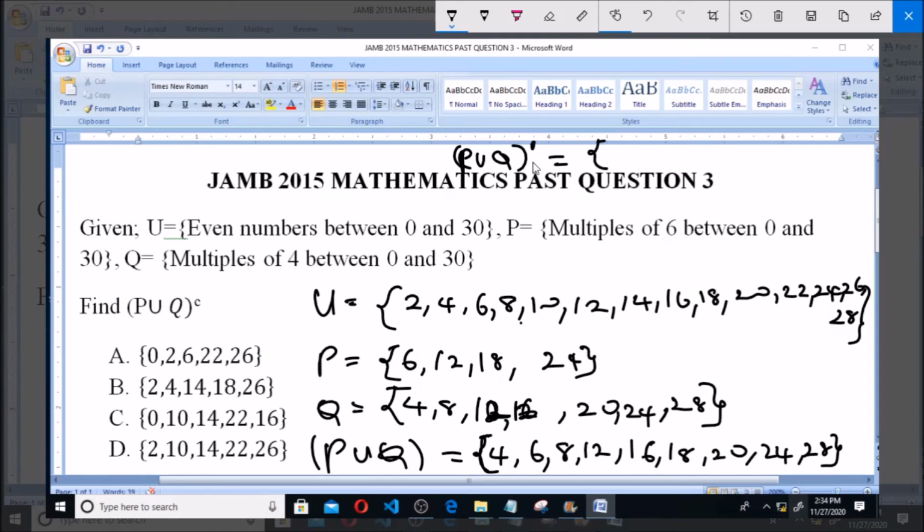So the complement of P union Q will be 2, 10, 14, 22, 26. Now if you look at this, all these are components of the universal set but are absent in P union Q, that is, they are not the content of P union Q. So this is the answer to this question: 2, 10, 14, 22, 26, and that is option D. So option D is the correct answer to this question.